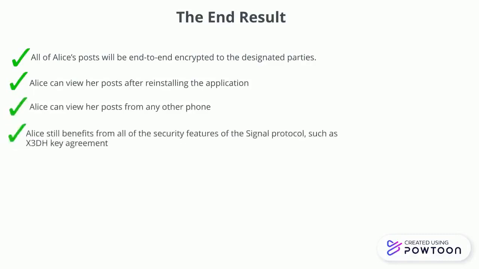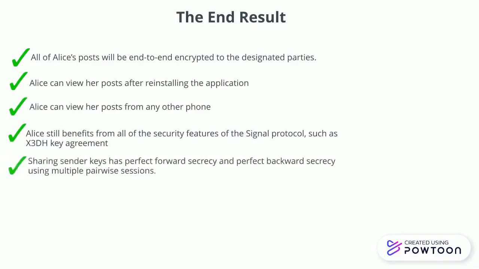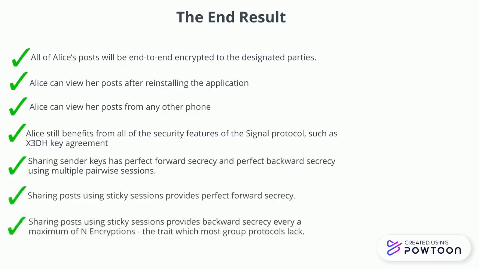Alice still benefits from all of the security features of the Signal protocol, such as the extended triple Diffie-Hellman key agreement. Sharing sender keys has perfect forward secrecy and perfect backward secrecy using multiple pairwise sessions. Sharing posts using sticky sessions provides perfect forward secrecy. And lastly, sharing posts using sticky sessions provides backward secrecy every maximum of n encryptions, the trait which most group protocols lack.